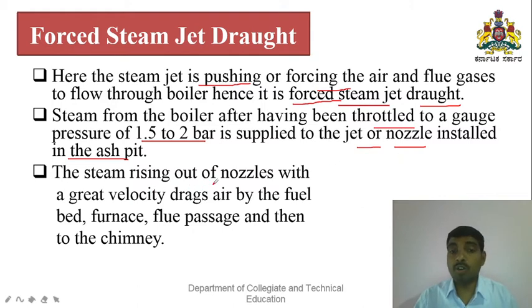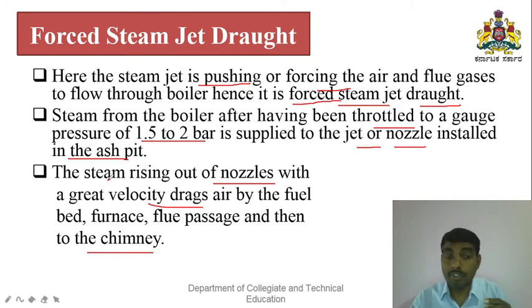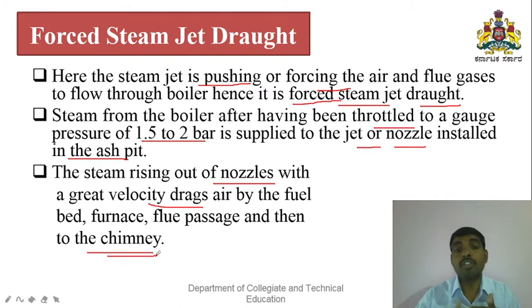The steam rising out of the nozzle with great velocity drags air through the fuel bed, furnace, flue passage, and then to the chimney. Here, the steam rising out of the nozzle with great velocity drags, that means pushes, the air through the fuel bed and furnace, the flue passages, and then to the chimney. The flue gases pass through the chimney and move out.